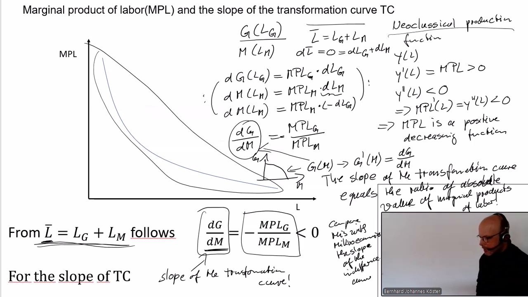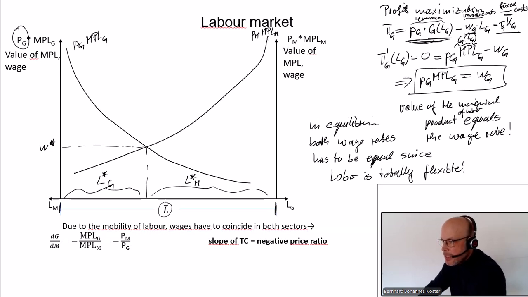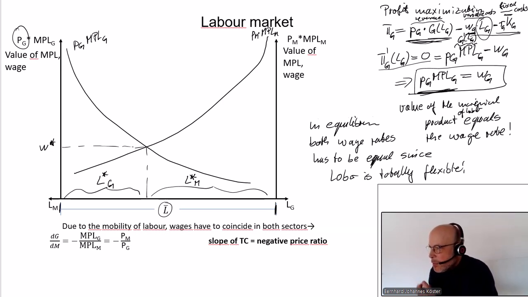Okay, but then, I already said it, we have looked at the profit maximization. There we said profit is revenue, price times the quantity of our product, minus costs. And now, since we have only labor as the mobile factor, if we take the derivative of profits with respect to labor and set this in optimum to 0, we obtain that the value of the marginal product, so price times the marginal product of labor, equals the wage. So this is nothing else than the demand function for labor in our sector.